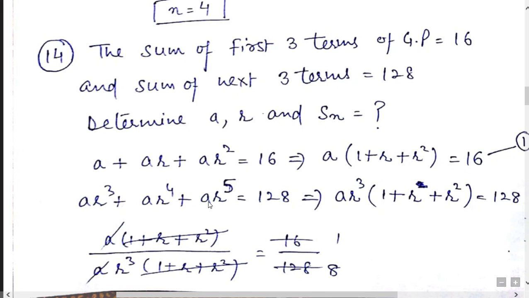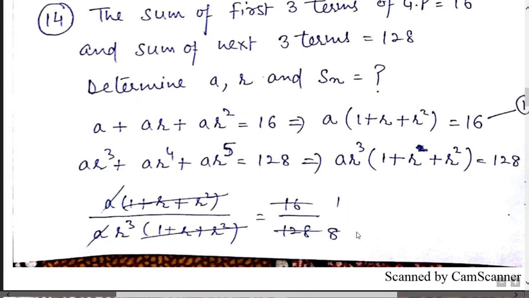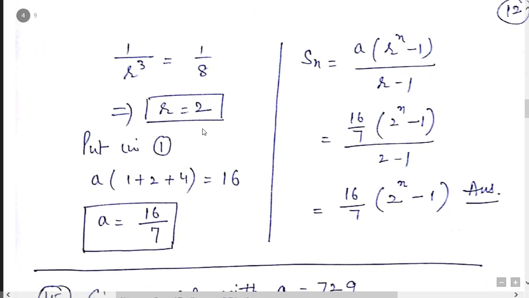And what about the next three terms? AR cube, AR raised to power 4, AR raised to power 5, is equal to 128. You can take AR cube common, 1 plus R plus R square, then it is equal to 128. Now simply divide these terms. You can calculate the value of R. It's 1 over R cube is equal to 1 over 8. It means you can find out the value of R. The value of R is 2.